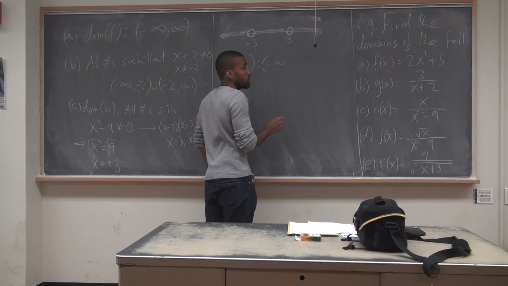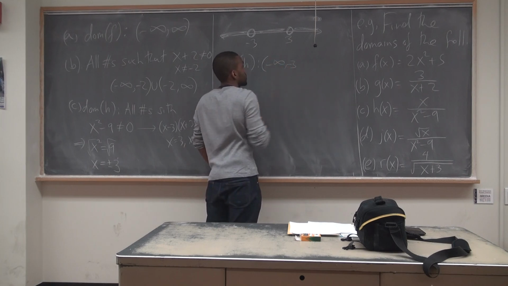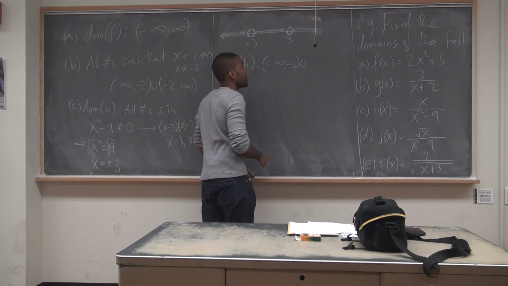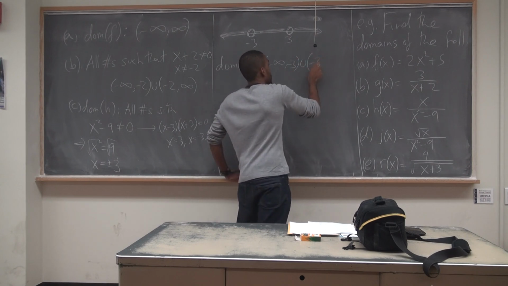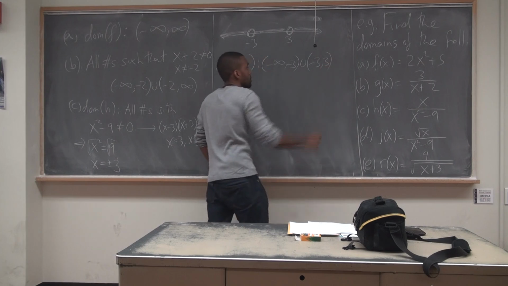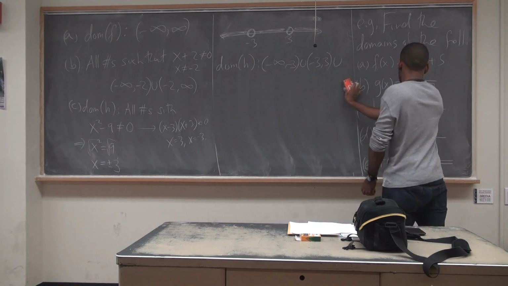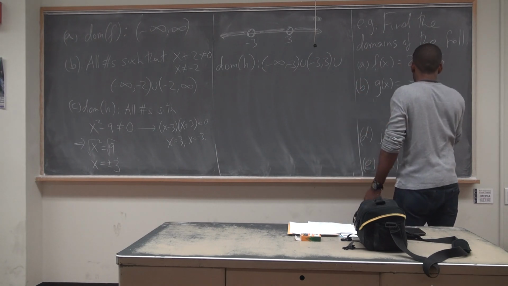negative infinity to... Is it negative 3 to 3? Minus 3 to 3. Okay. Negative infinity to minus 3, and it will be union 3 to infinity.